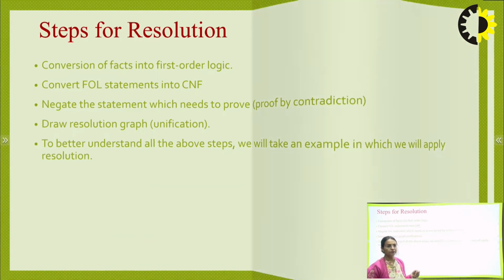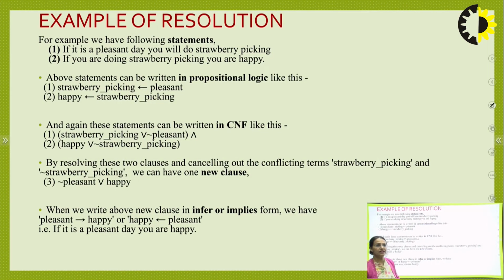So moving on, I'll give the first example of resolution. Suppose there are two English-like statements: if it is a pleasant day, you will do strawberry picking, and second, if you are doing strawberry picking, you are happy. These two statements are converted into propositional logic, which simply says that if it is a pleasant day, then you will do strawberry picking. Similarly, if you are doing strawberry picking, then you are happy. That is rule number 1 that I have already told you.